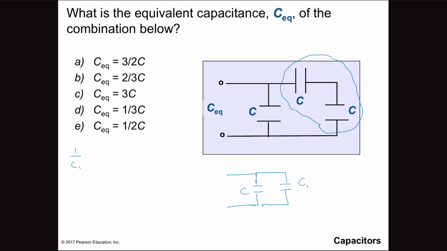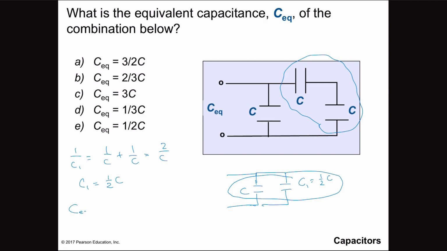And so 1 over C1 is going to equal 1 over C plus 1 over C, which is 2 over C, which means C1 is equal to 1/2 C. So this will be 1/2 C. So adding two identical capacitors in series like that is going to cut their capacitance in half. And then we go ahead and we try to reduce this one. In this one, these two capacitors are now in parallel, so we simply have to add them up.